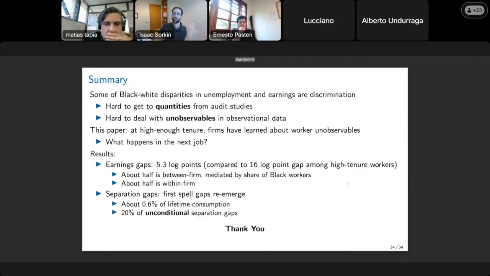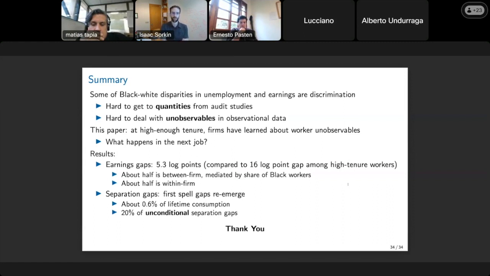Okay, so to wrap up, the motivation for this paper is Black-white disparities in unemployment and earnings, or probably discrimination. It's hard to quantify this. Audit studies don't tell it, or it's hard to get to quantities, because they tell about differences in callback rates. It's hard to deal with unobservables.